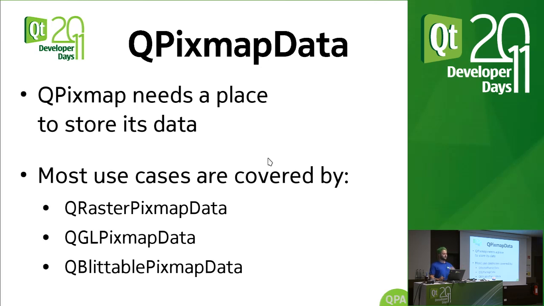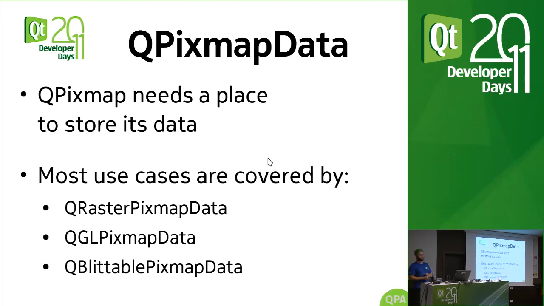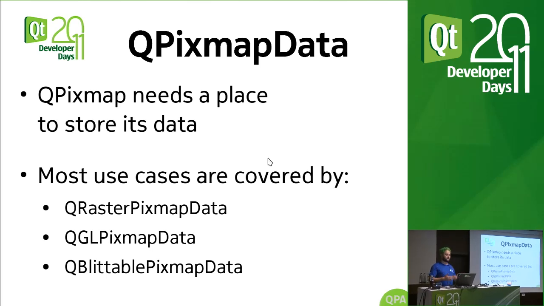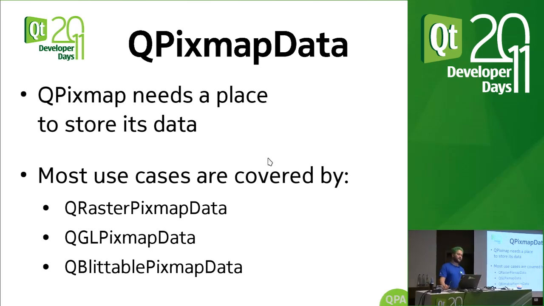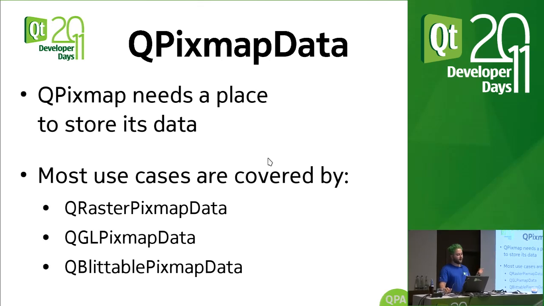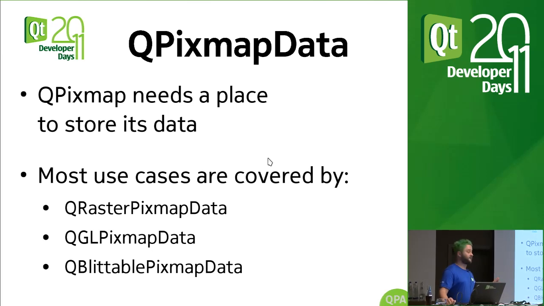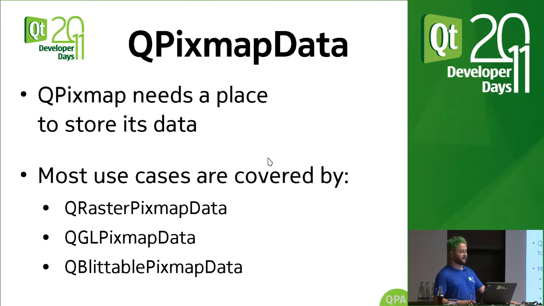Okay, back a little bit smaller. A QPixmap needs a place to store its data. And that's QPixmap data. And you normally don't write your own Pixmap data, but the only thing you do is in platform integration, the factory class, you return what you think or what fits your use case. So it's either raster, OpenGL, so QGL Pixmap data, or it's splittable, which is more or less DirectFB or other things, but I don't want to get into detail there.